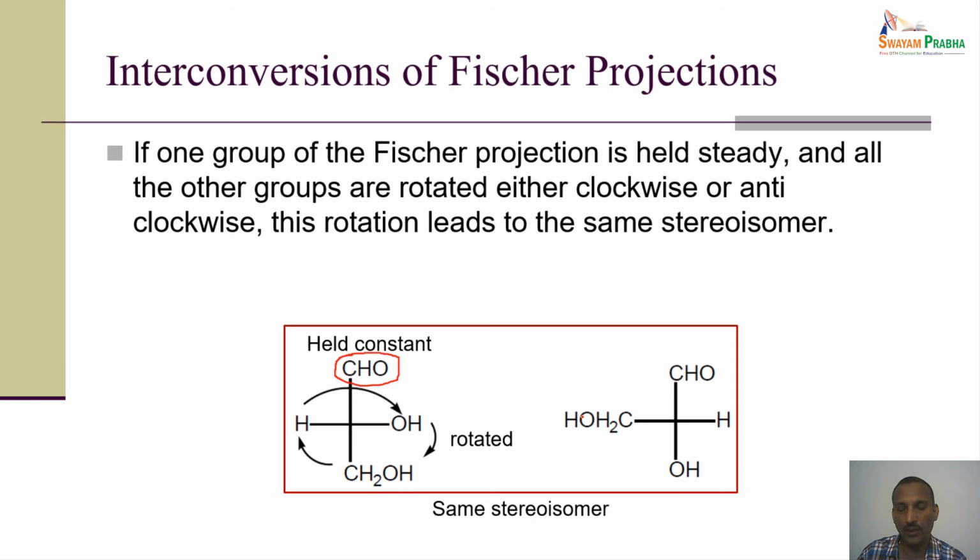So like here on the left. This way, when we rotate, we are actually having the same stereoisomer. We are not doing any change. So these are some of the ways by which Fischer projections can be interconverted.